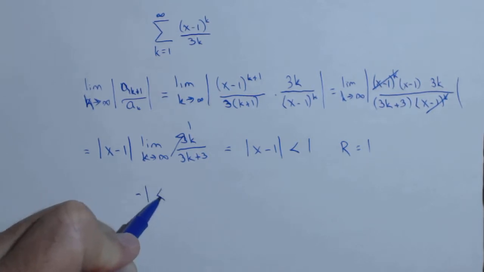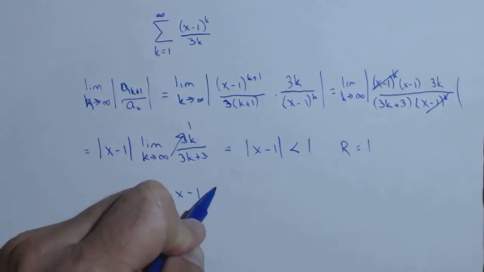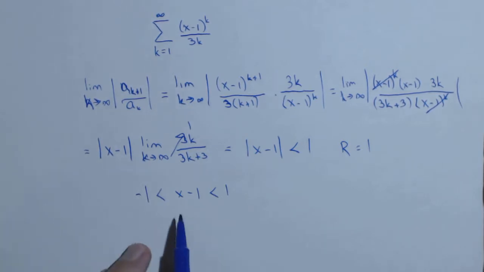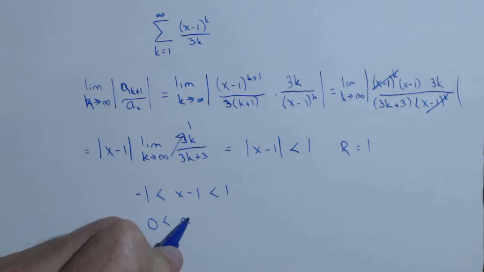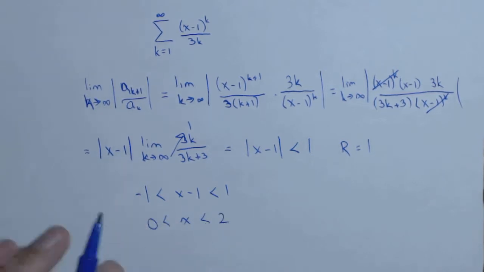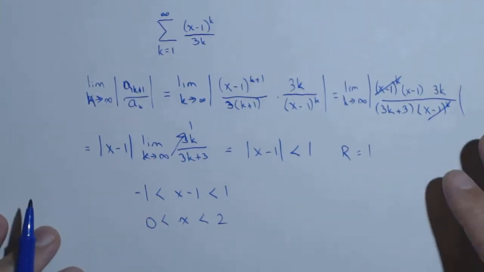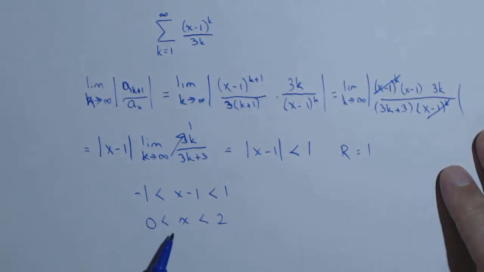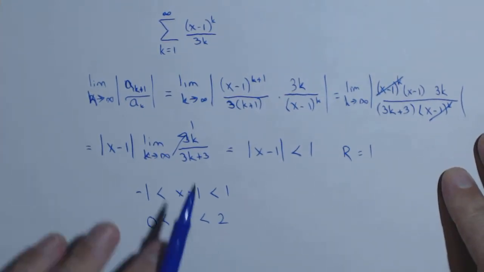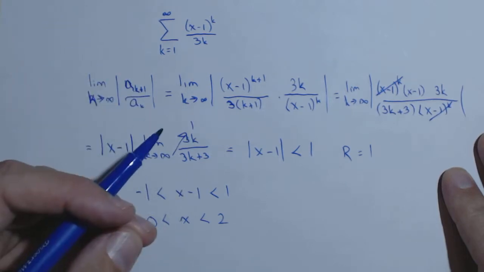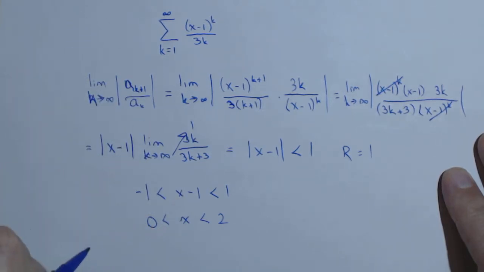So we have negative 1 is less than x minus 1 is less than 1, and we'll add 1 to all three parts. So x has to be in between 0 and 2. Now comes the very important part that we need to do for the interval of convergence that we didn't need to do for the radius, which is always half of your interval anyways: we have to test the endpoints, which means we take each of these endpoints, plug them into the original, and see if that series converges or not. You plug them in for x.